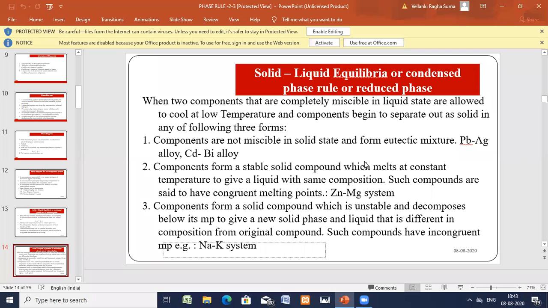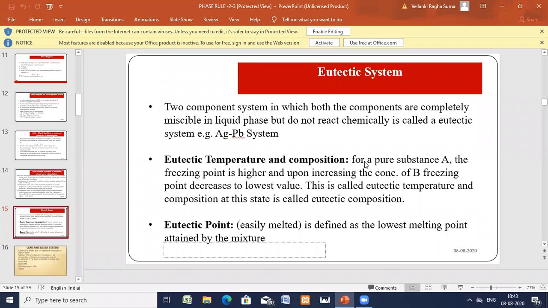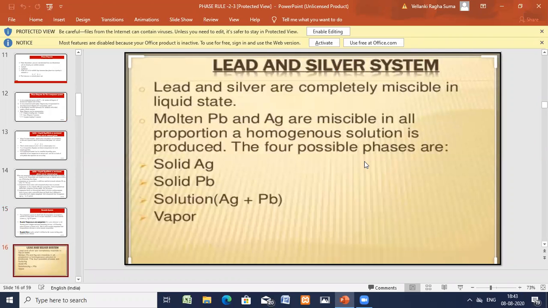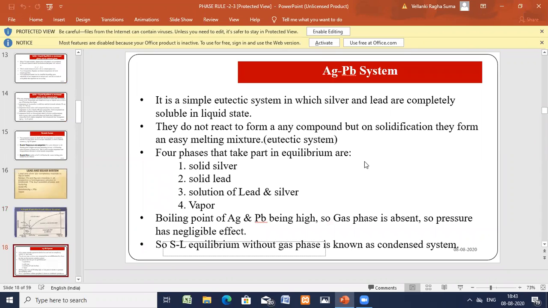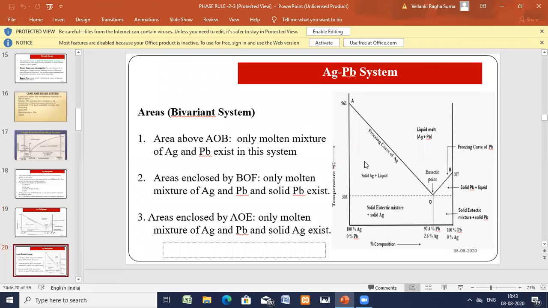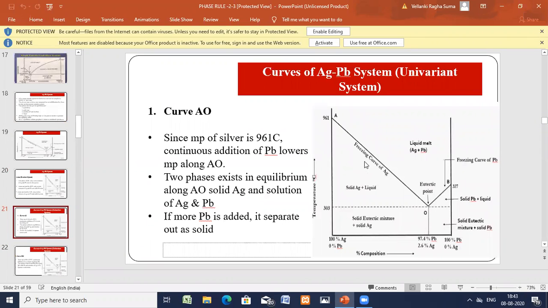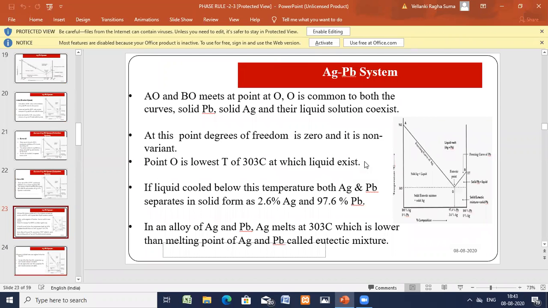In the next class, the congruent melting point system, zinc magnesium, will be explained. So what is a eutectic system? For that example, I took the silver lead system and explained its phase diagram: what the areas are, how the phase rule is applied, what the curves are, and what the eutectic point is. In the areas you have bivariant as well as univariant systems, and at the eutectic point you have an invariant system.